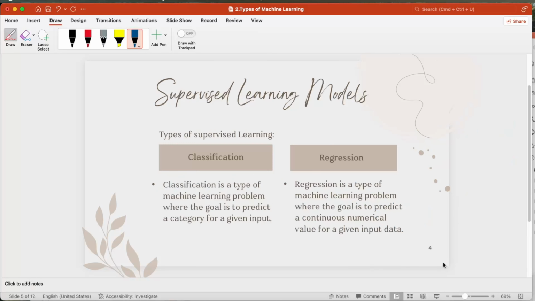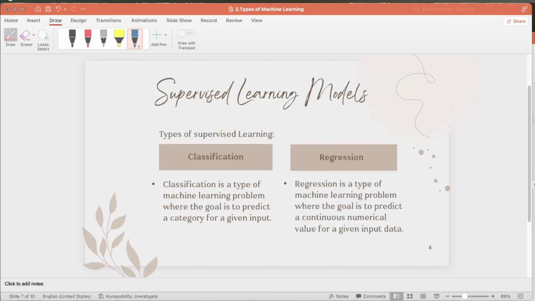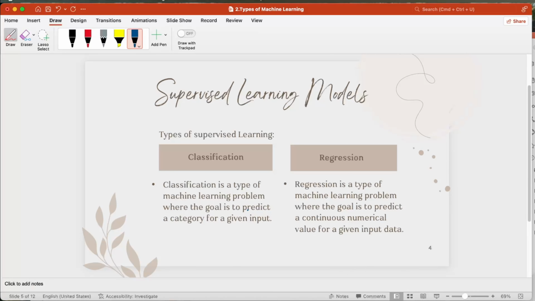There are again two different types of supervised learning. One is classification and the other one is regression. In classification, the goal is to predict the category of the given input. We can say category or class. Here the output is discrete. You are essentially assigning labels to different classes. Whereas in regression, the goal is to predict continuous numerical values, which means the output is a real number. It's used when you want to predict something like a quantity or amount.